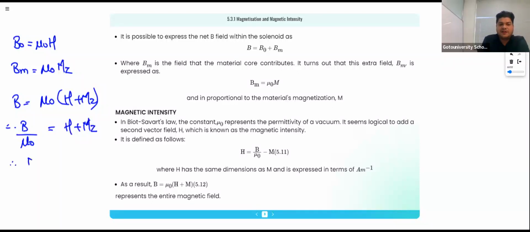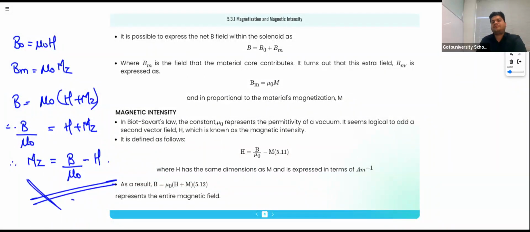What is Mz? Mz is B upon mu naught minus H. Or if you want, you can take the formula for H: H will be B upon mu naught minus Mz.